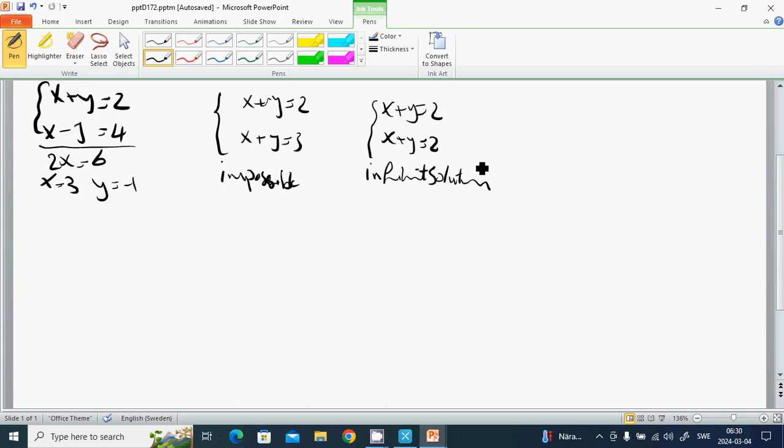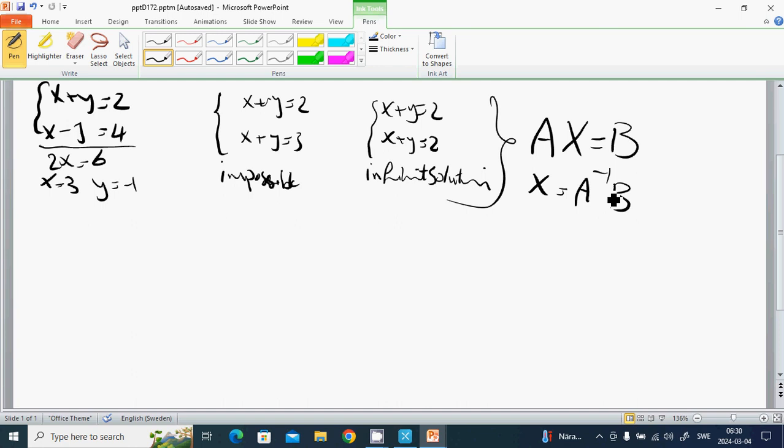Another method is by matrix. We are showing that AX equals B, then X equals A inverse multiplied with B.